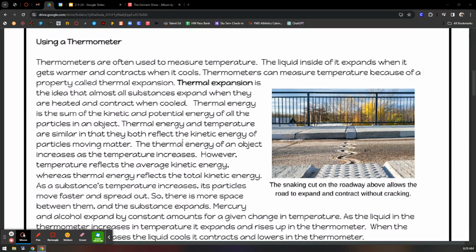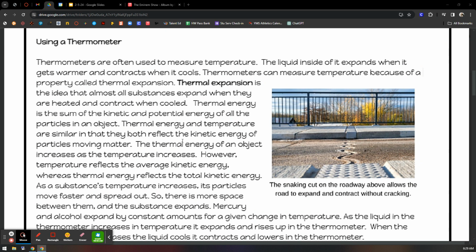Using a thermometer. Thermometers are often used to measure temperature. The liquid inside of it expands when it gets warmer and contracts when it's cooled. Thermometers can measure temperature because of a property called thermal expansion. Thermal expansion is the idea that almost all substances expand when they are heated and contract when they are cooled.